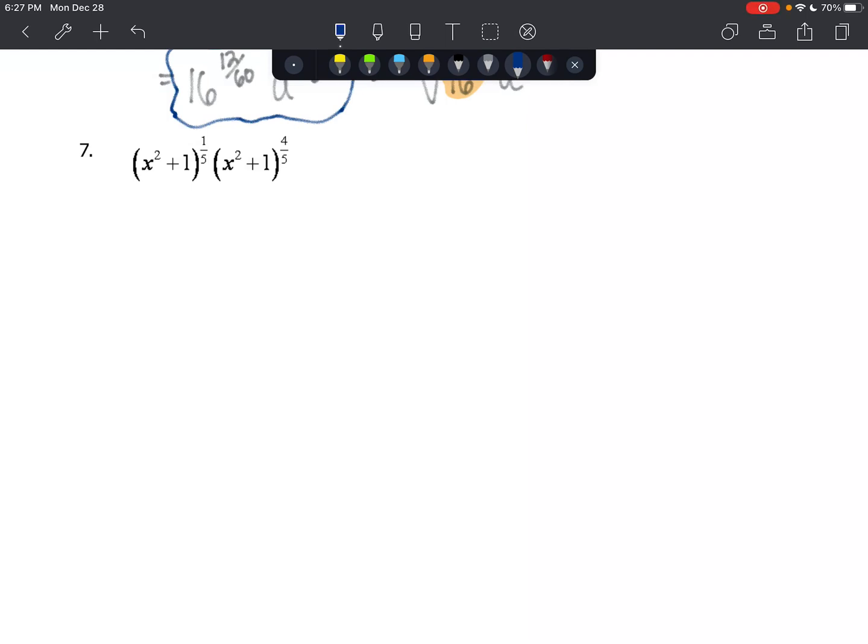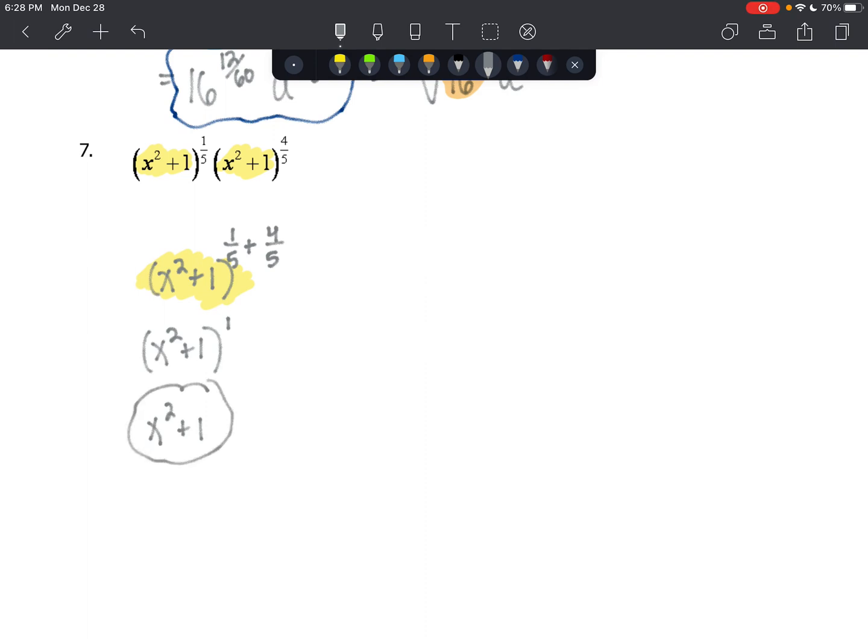Okay, here we are. We're going to finish up a rational exponent lesson. We've got x squared plus 1 raised to the 1/5 power times x squared plus 1 raised to the 4/5 power. Again, we have the same base, and our rule is keep the base. Because we're multiplying, we're going to add the exponents. So we'll have x squared plus 1 as our base, and then we're going to have 1/5 plus 4/5. 1/5 plus 4/5 is 5/5, and 5/5 is 1. So our answer here is x squared plus 1.